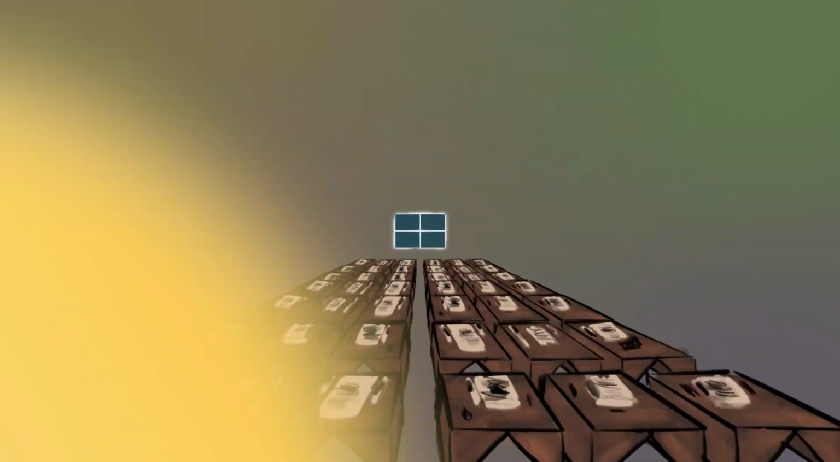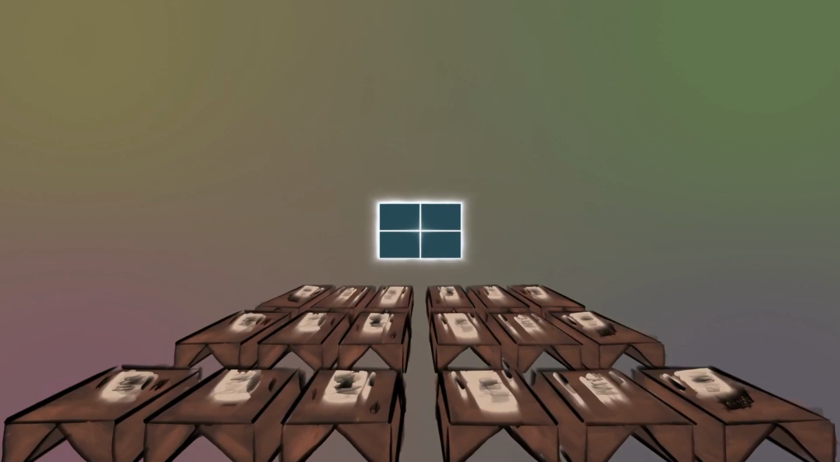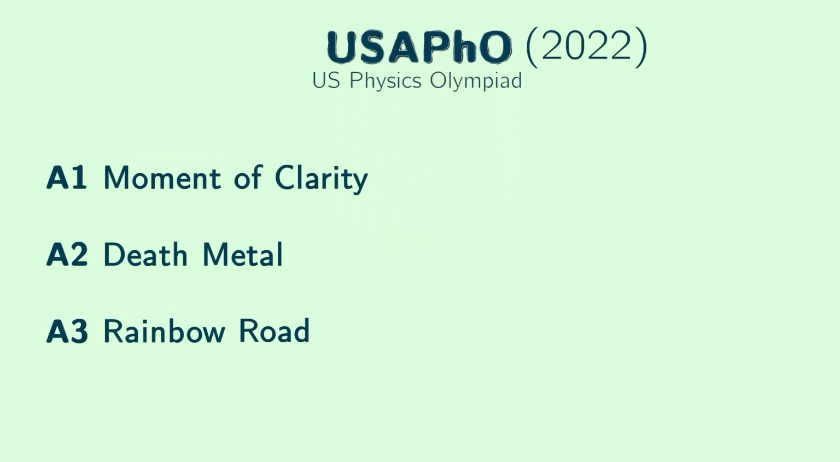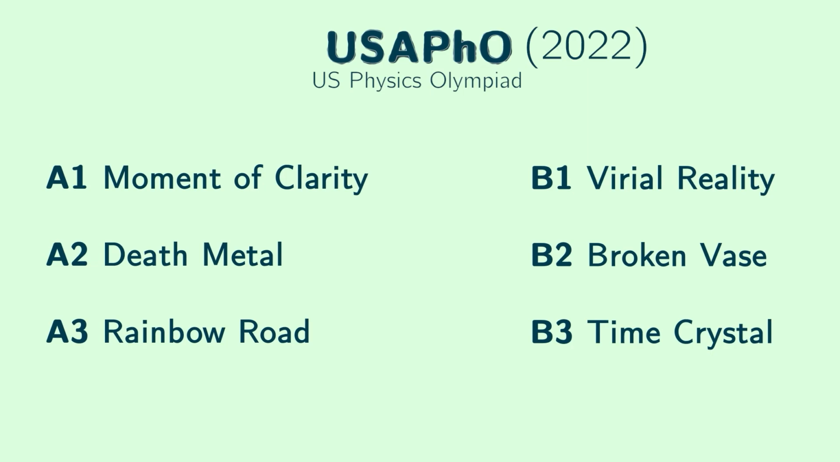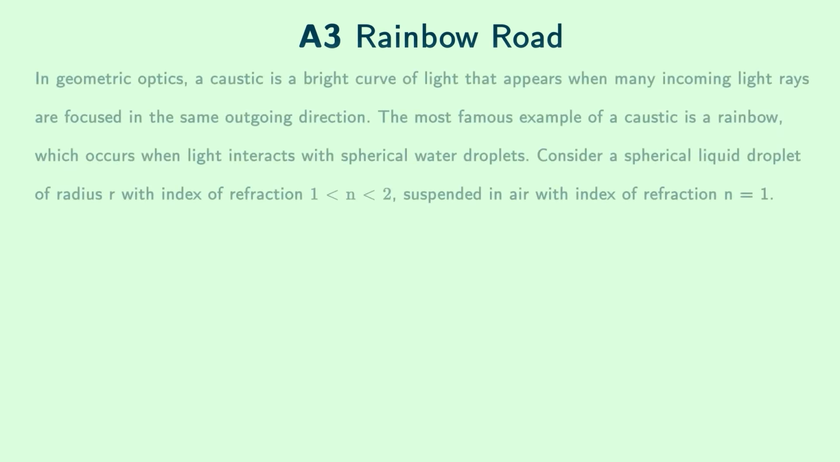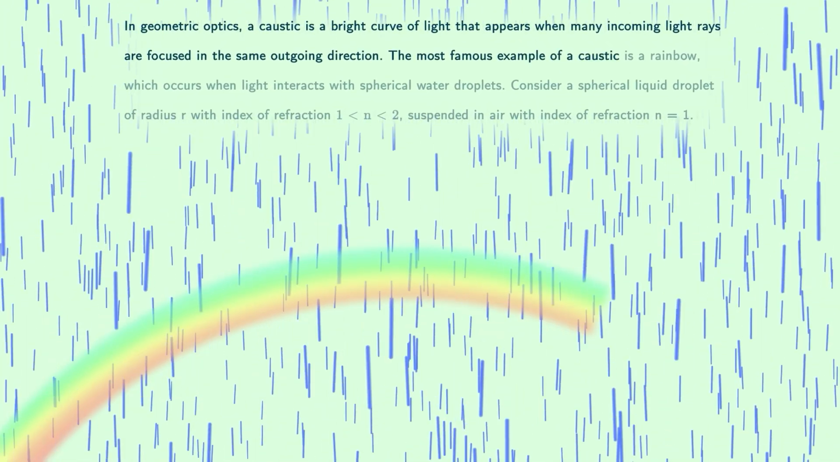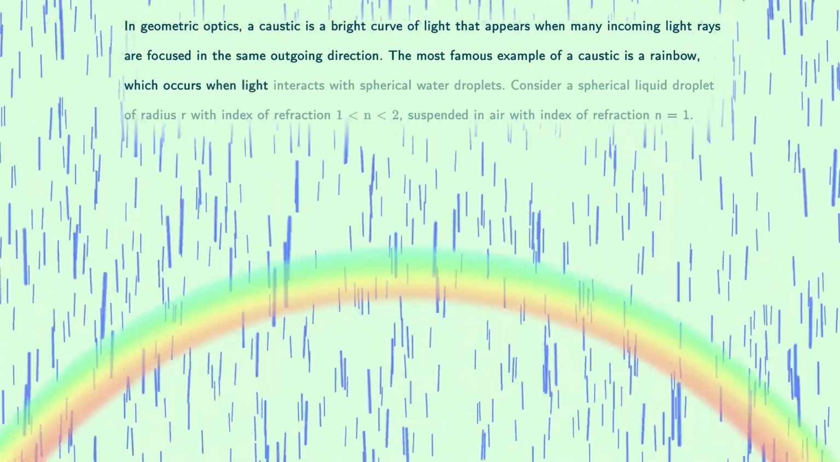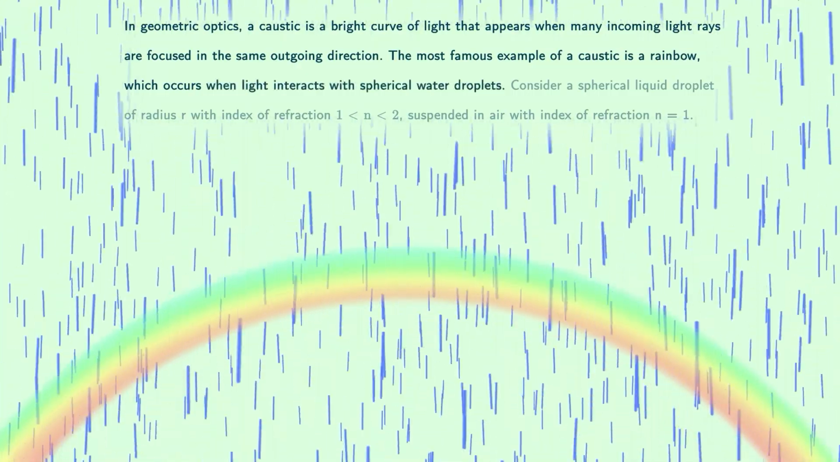Well, every year around the top 400 physics students in America have to solve 6 problems, each explaining different phenomena in physics. This specific problem comes from the 2022 USAPhO, and it provides an explanation for the formation of rainbows. In geometric optics, a caustic is a bright curve of light that appears when many incoming light rays are focused in the same outgoing direction. The most famous example of a caustic is a rainbow, which occurs when light interacts with spherical water droplets.